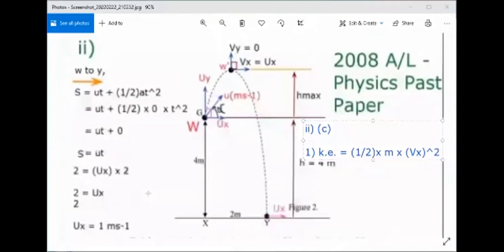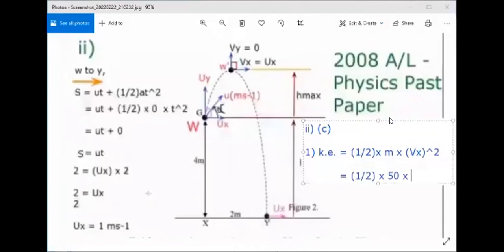Please write this, find the kinetic energy of this person at the maximum height position, and send your answers to my Zoom chat. The mass of the person is 50 kilograms. You may have forgotten it. Mass of this person is 50 kilograms and Vx we have already found. So this is half into the mass of the boy, 50. Somebody please tell me what Vx is.